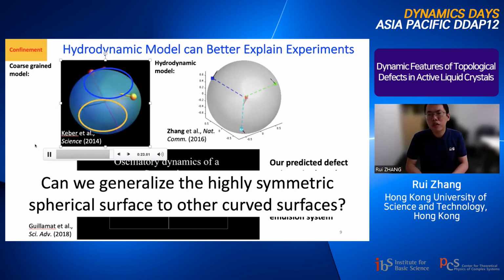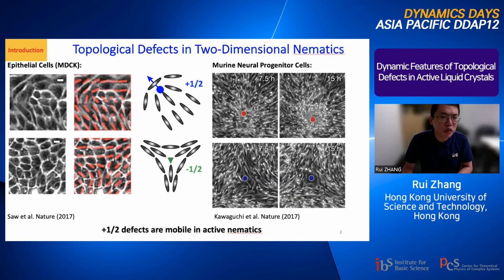Yes. The defects that I'm talking about are 2D defects. In 2D, the charge is usually half integers, so plus or minus 1/2, or plus or minus 1. For example, plus 1 will be just a radial defect. So for a 2D system, you just use a half integer or integer, and you can classify all the defects.